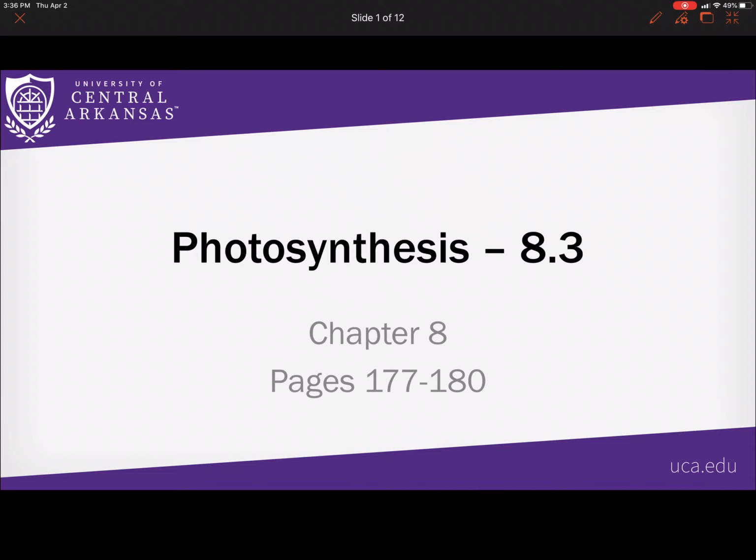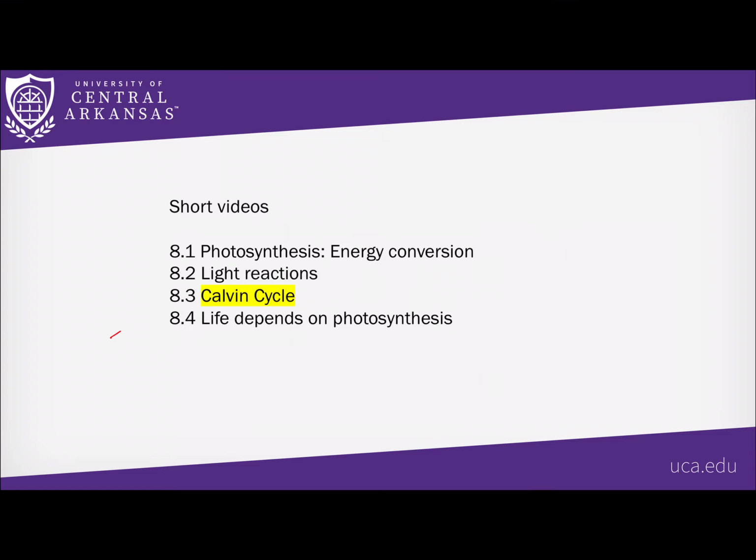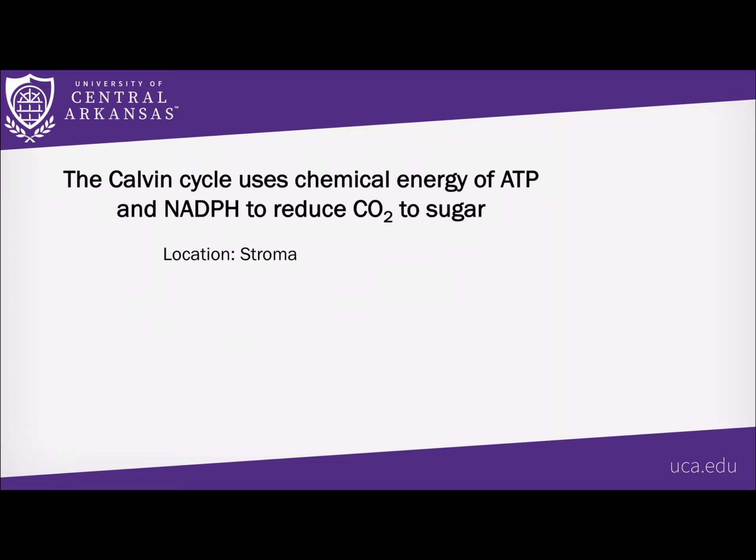So we will be looking at photosynthesis 8.3, pages 177 to 180. We'll be looking at the Calvin cycle, and this is the light-independent reactions. The Calvin cycle uses chemical energy in the ATP and NADPH and reduces carbon dioxide to sugar. This occurs in the stroma.